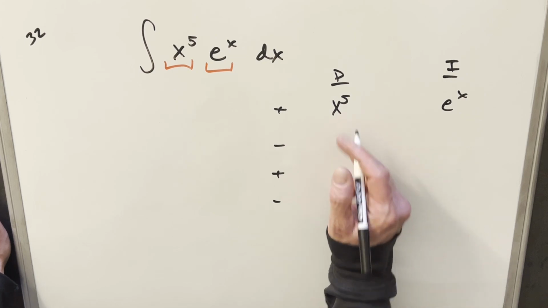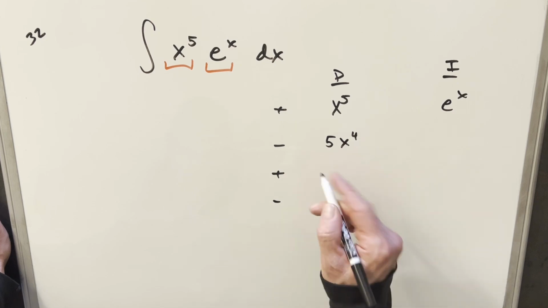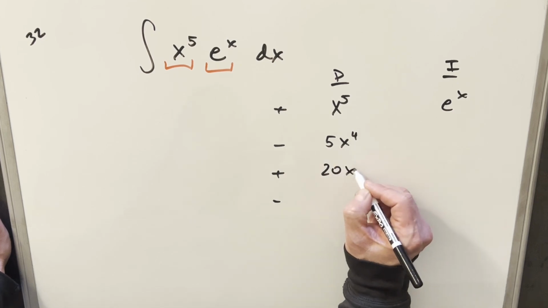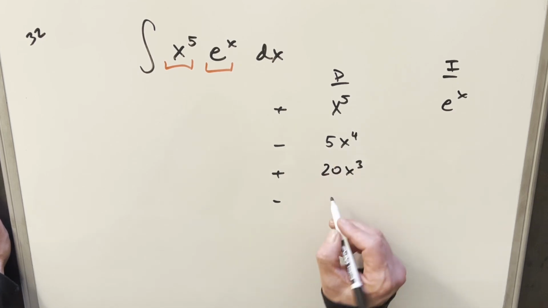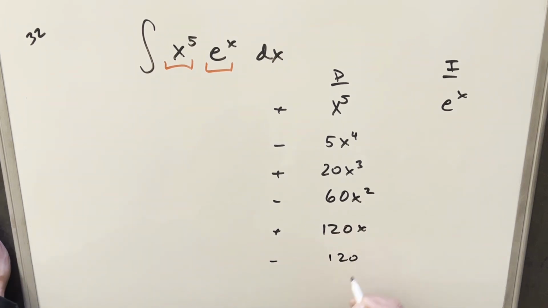So let's just differentiate this. The derivative of x to the fifth is going to be 5x to the fourth. Derivative again is going to be 20x cubed. Again is going to be 60x squared. Again is going to be 120x. Then this one's going to be just 120 and the last one is just going to be 0.